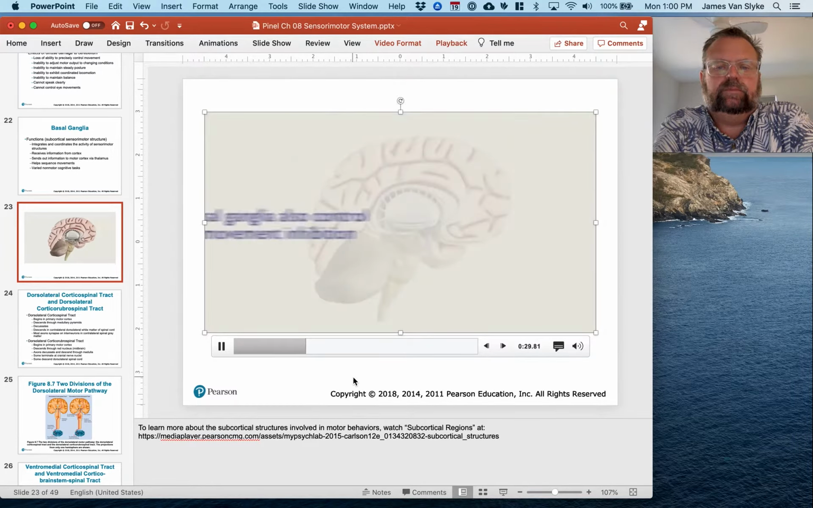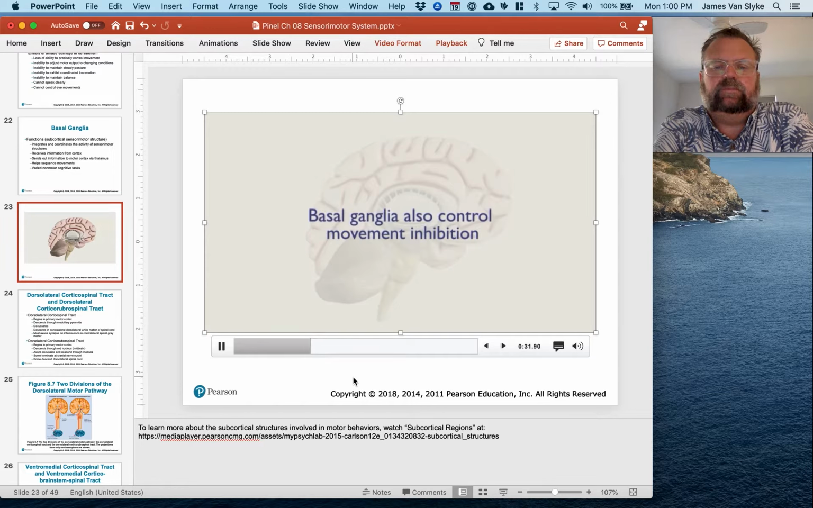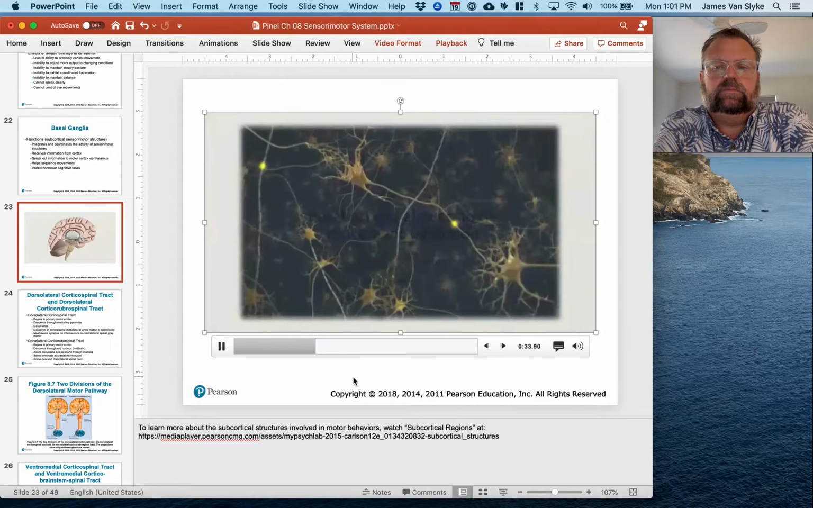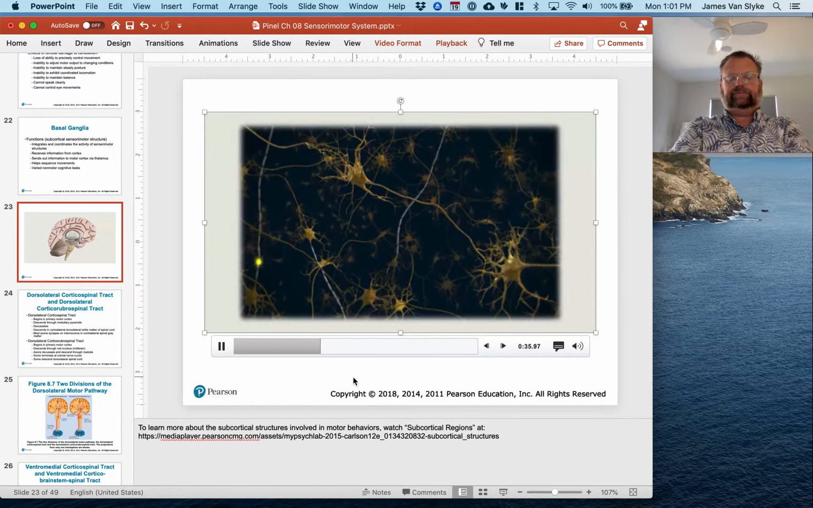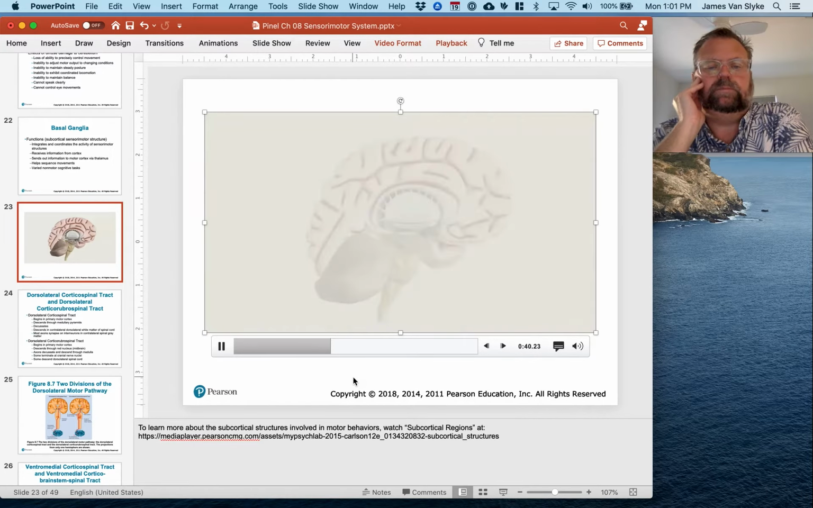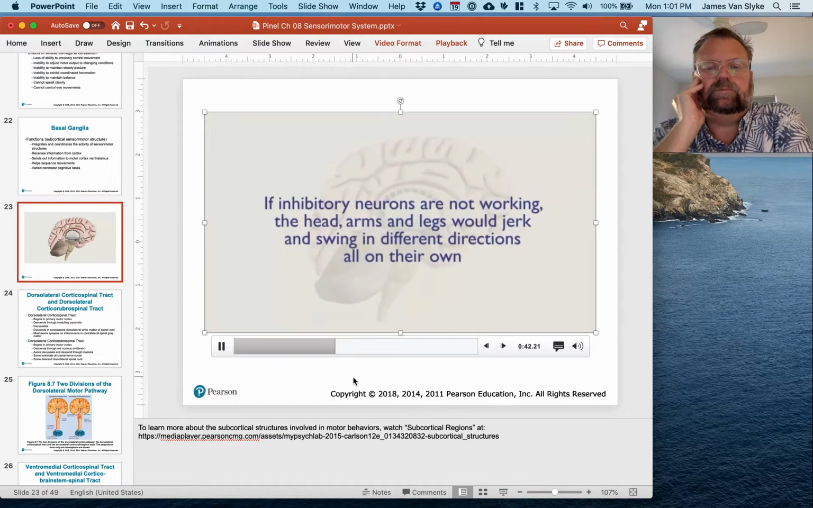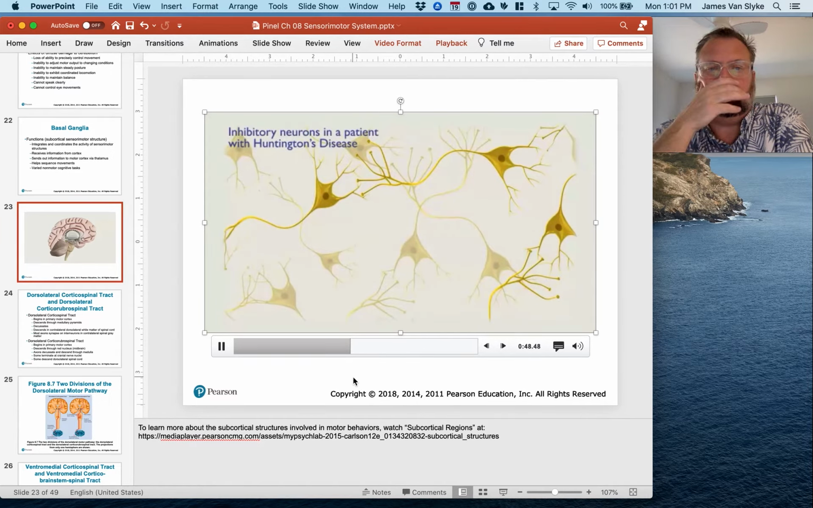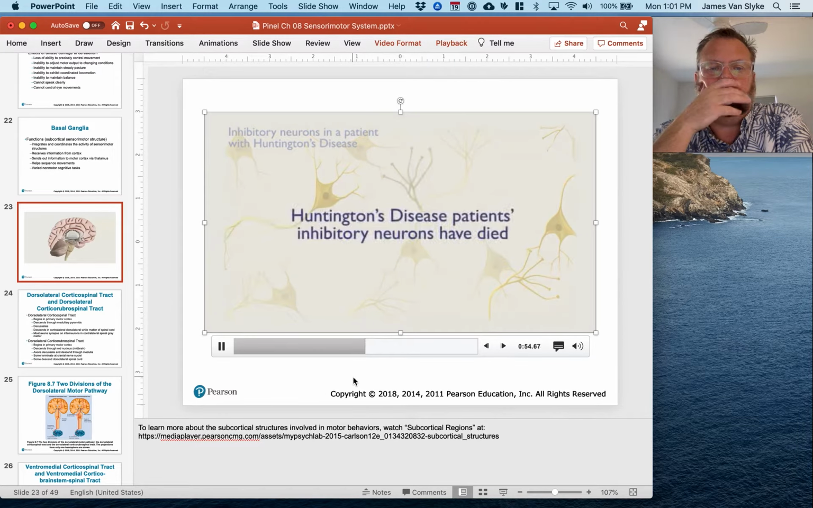The basal ganglia also control the inhibition of unwanted movements. As you can imagine, the neurons involved in inhibition are constantly at work. If your inhibitory neurons were not working, your arms, head, and legs would jerk and swing in different directions all on their own. Patients with Huntington's disease, for example, display these types of large, involuntary movements because the inhibitory neurons in their basal ganglia have died.